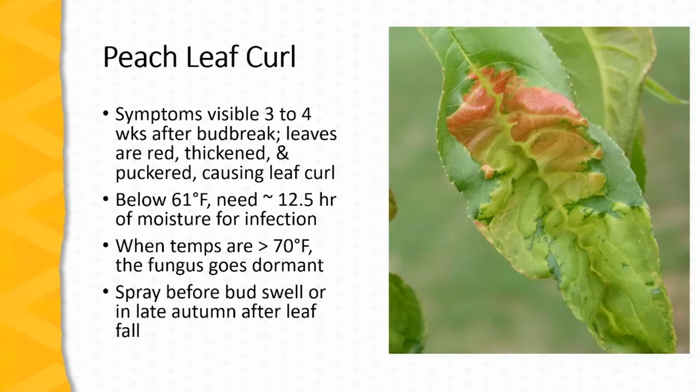Peach leaf curl can be damaging if it occurs several years in succession. If the infection is severe enough, it can cause defoliation and weakening of the trees. The disease is managed with a spray either before buds swell in the spring or in late autumn after leaf fall.